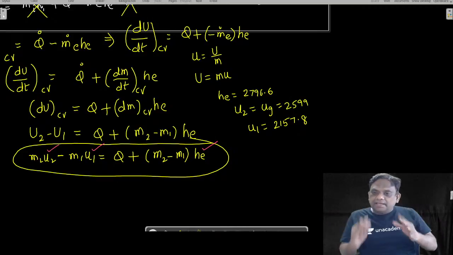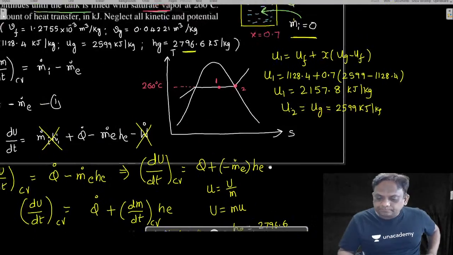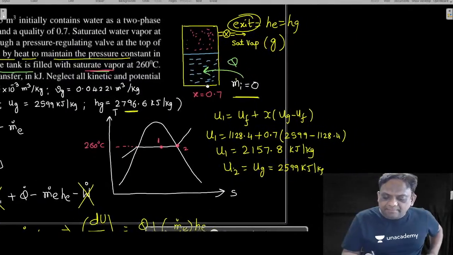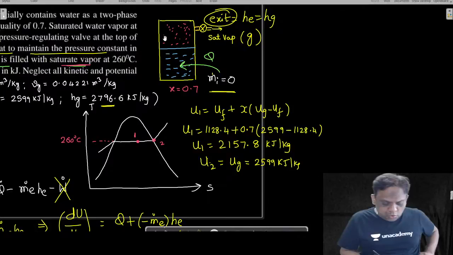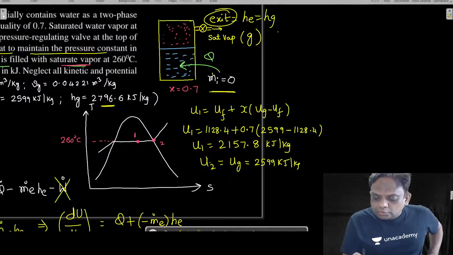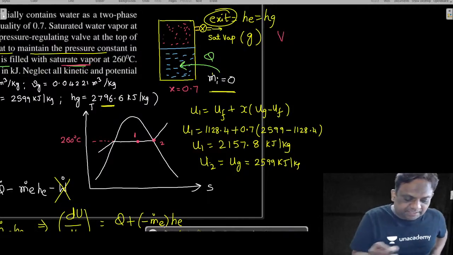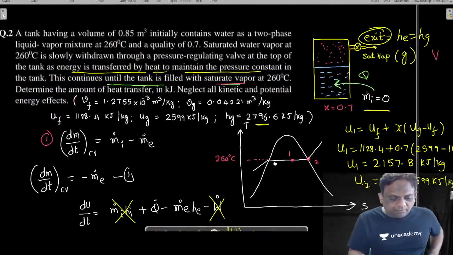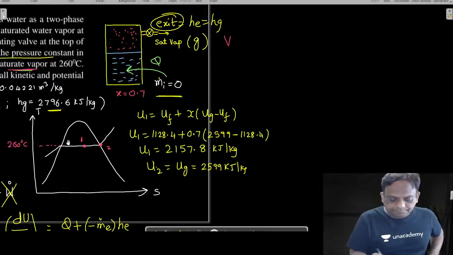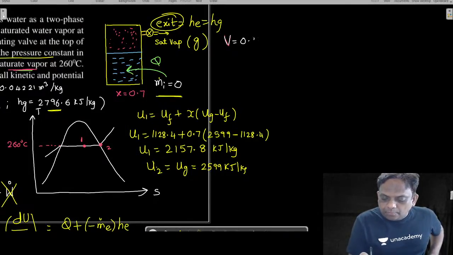Look once. Is the mass same? Is the mass same in this? No, no. See, the total volume of the tank is fixed. What is the volume of the tank? What is the volume of the tank? 0.85. It is 0.85 meter cube.